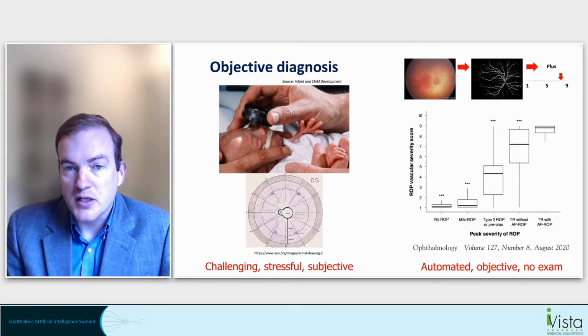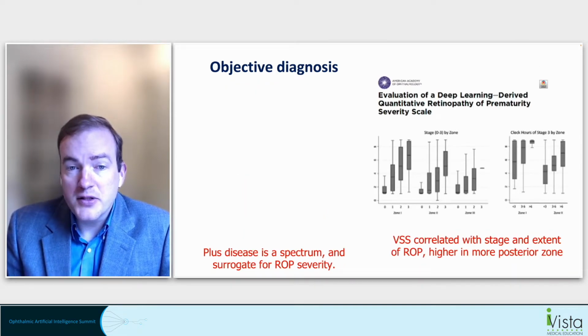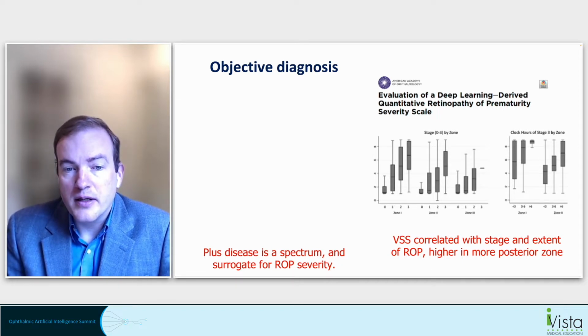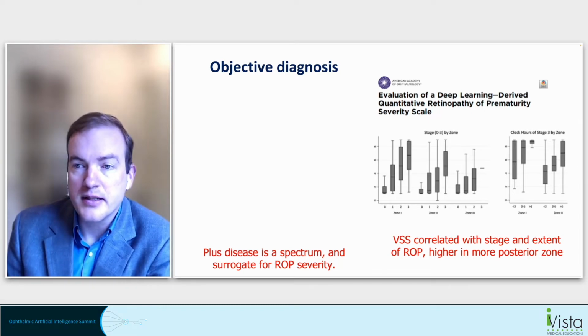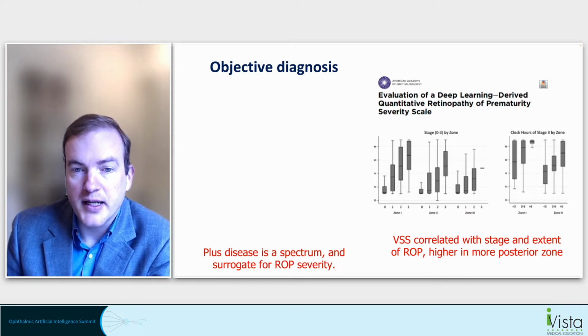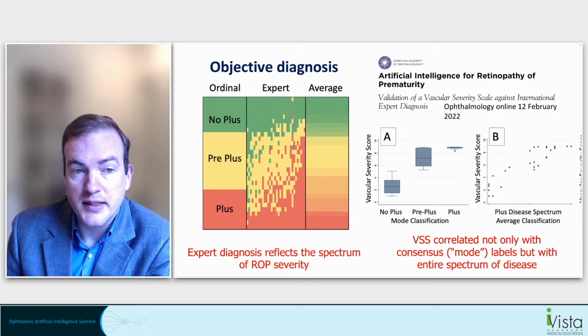That is taking a posterior pole fundus photograph, converting that to a vascular severity score, which measures the degree of tortuosity in the back of the eye, or essentially degree of plusness. We've shown that this corresponds to the overall ophthalmoscopic classification of disease, that is no disease all the way through to aggressive ROP. And it turns out this works because the vascular severity score is associated with not only the stage, but also the extent of disease. And it's actually higher in more posterior disease, which tends to be more severe, younger, sicker babies with more aggressive disease. And this has implications for clinical diagnosis as well as clinical trials, which I'll come back to later.